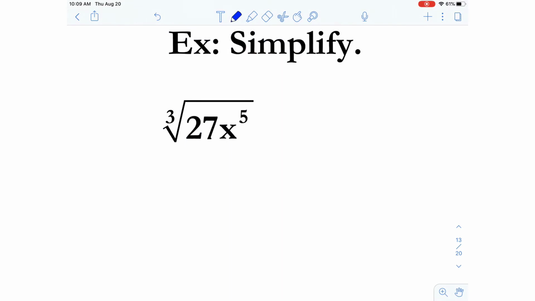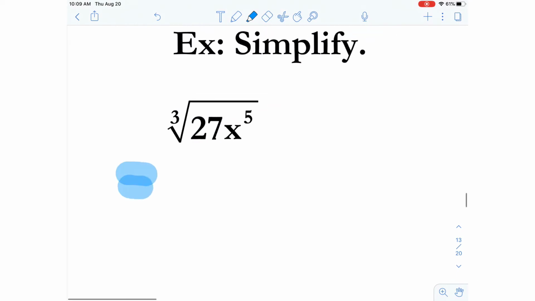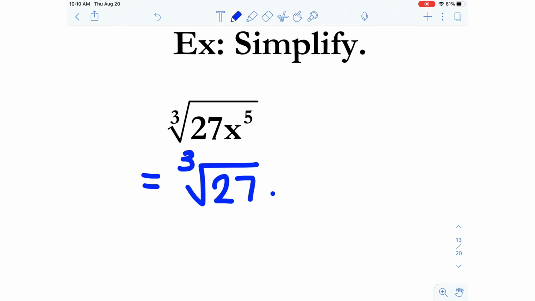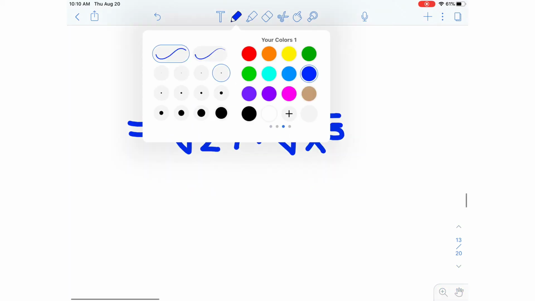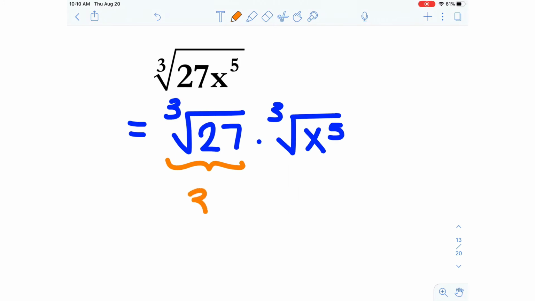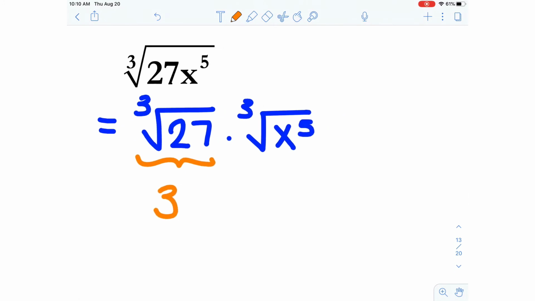What you want to do is break up the number underneath the radical to be a perfect cube and then a non-perfect cube, unless the number itself is a perfect cube, which 27 is. So I don't have to break up 27 because it is cube rootable. So I can rewrite this like so. The cube root of 27 times the cube root of x to the 5th, right? So the cube root of 27 is 3. What's the cube root of x to the 5th?